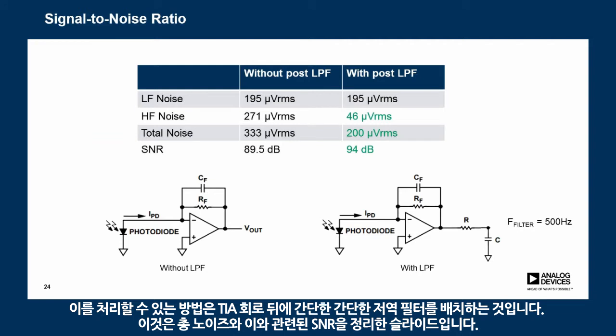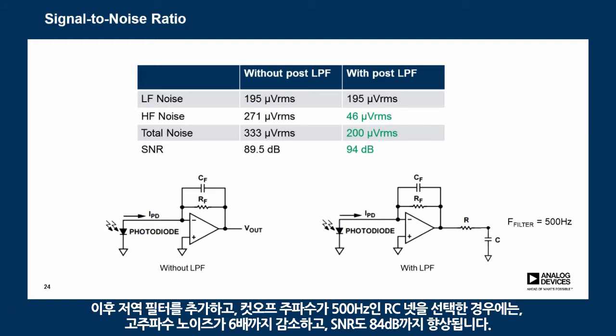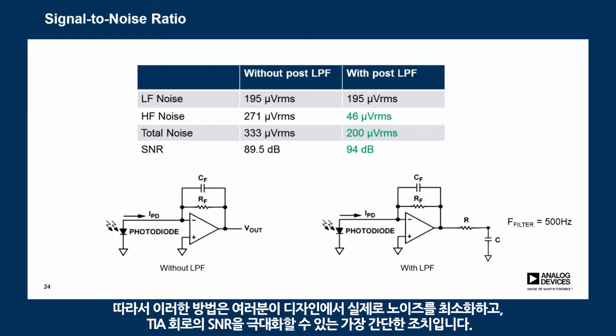So here's a slide that summarizes the total noise and its associated SNR. So without any low-pass filter, total noise is about 333 microvolt RMS, and SNR is 89.5 dB. With the addition of the post low pass filter, and say we choose an RC network with a cutoff frequency of 500 Hz, it brings the high frequency noise down by a factor of 6 and essentially boosts up the SNR to 94 dB. So this is actually a neat trick that you can perform in your next design to minimize noise and to maximize SNR in your TIA circuits.